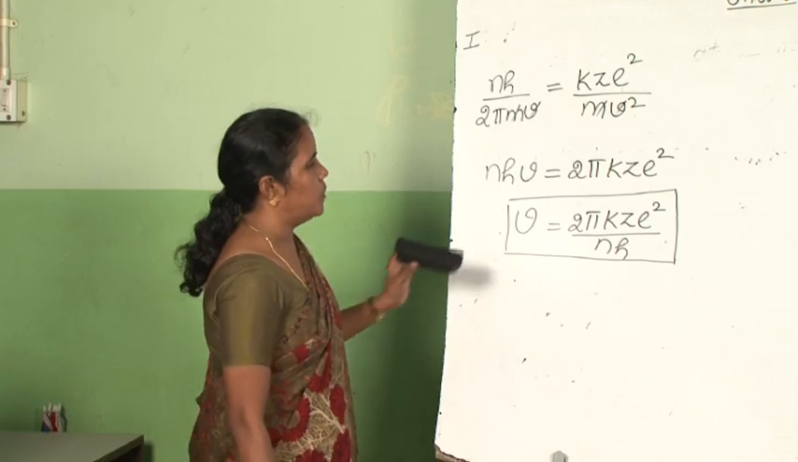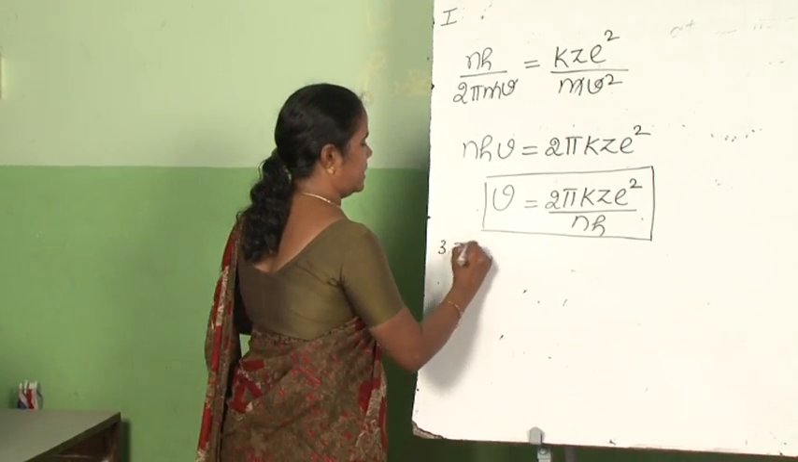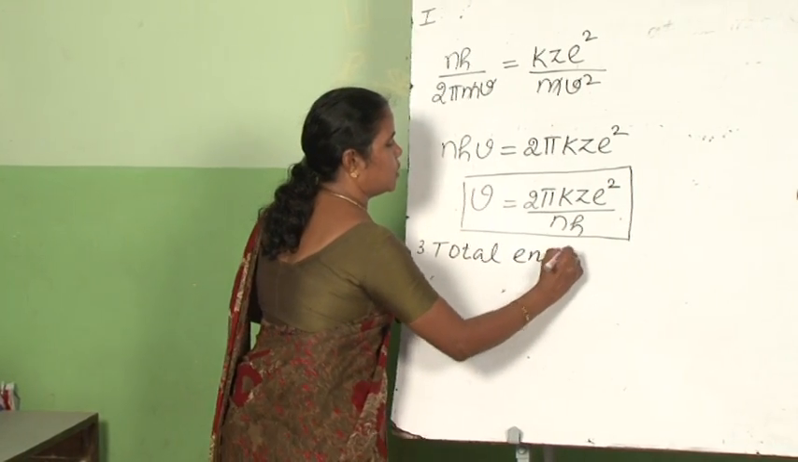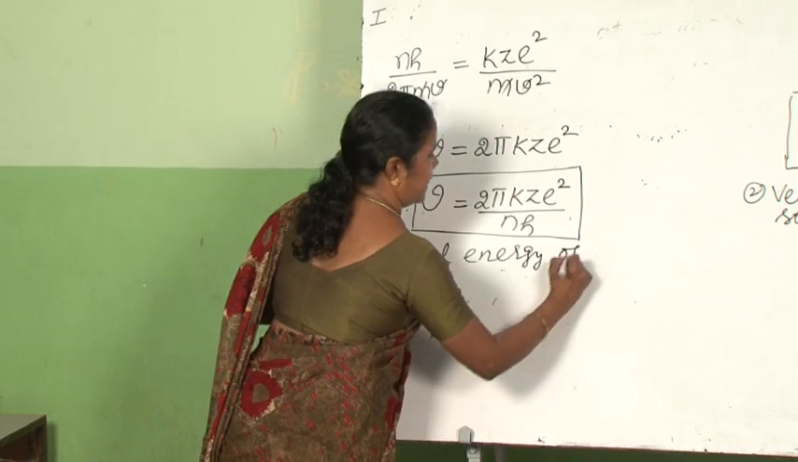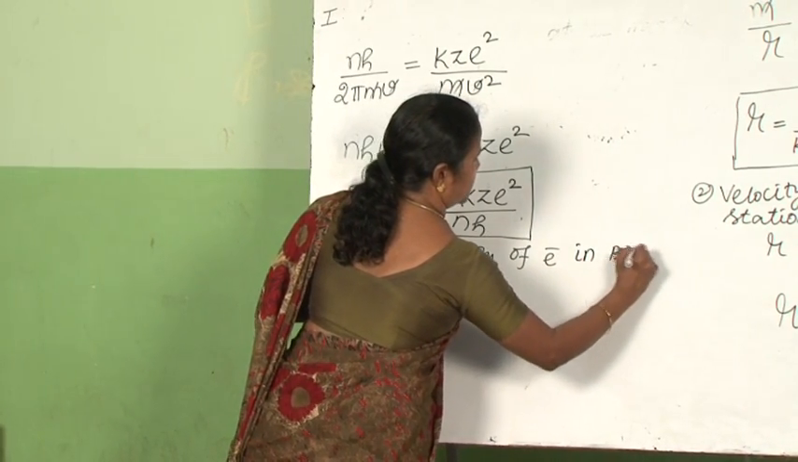Now we have to find out the total energy of the electron in the stationary orbits. The total energy of the electron in Bohr's stationary orbit.